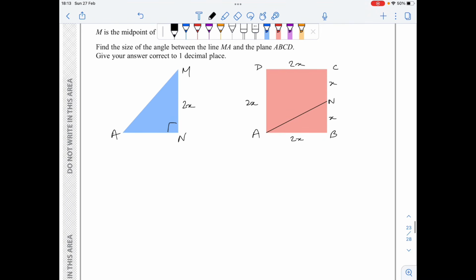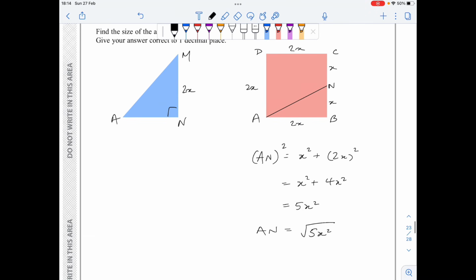So I will work with the red square and try and find AN using Pythagoras theorem. So AN squared is equal to x squared plus 2x squared. That's x squared plus 4x squared, which is 5x squared. So AN is the square root of 5x squared. I can simplify this as square root of 5 times square root of x squared, which is square root of 5 times x. So let's copy these on the blue triangle.